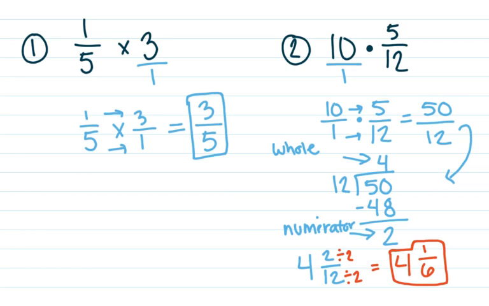Alright guys, I hope that this clears up any confusions on how to multiply a fraction times a whole number. All you have to do is turn that whole number into a fraction by putting it over 1.